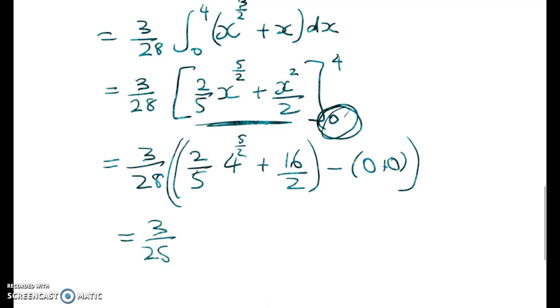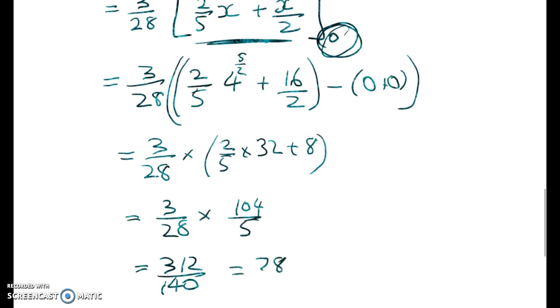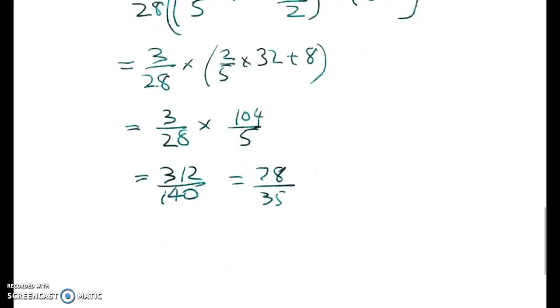So now we've got 3 over 28 times, what does this work out to be? 2/5 of 32 plus 8, giving me 3/28 of 104 over 5. So simplifying that fraction, we can either leave it as a simplified fraction, so 78 over 35, which is nice, or if you must, you can put it into your calculator and get 2.229 to 3 decimal places. Okay, so that's x bar done.